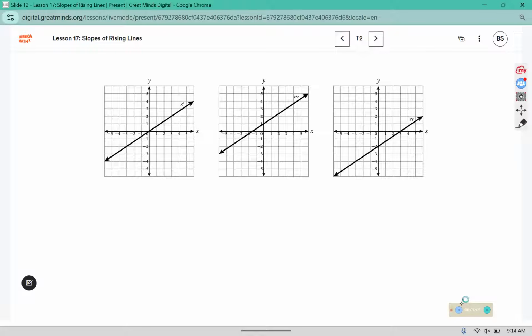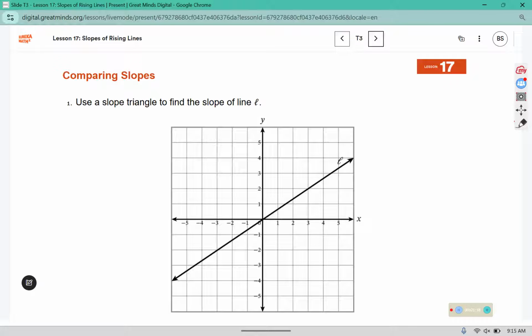Here we see line L, line M, and line N. Which one do you think is the steepest? In the previous lesson, all of our graphs were proportional and they went through the origin. But here you see line L goes through the origin, line M is above the origin, and line N is below the origin. Does that change how steep the line is? Let's examine this a little more closely in the lesson.